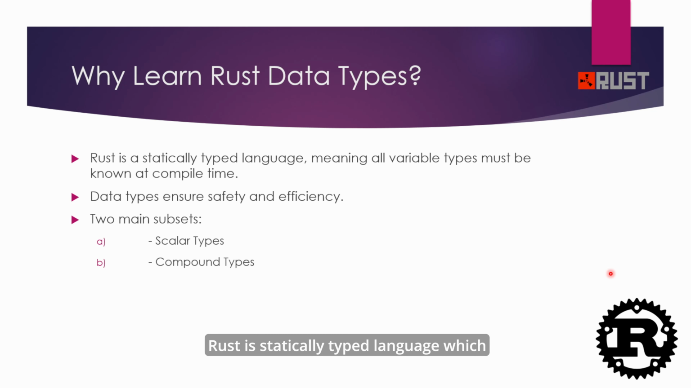Rust is a statically typed language, which means the type of every variable is known at compile time. This might sound somewhat restrictive, but it is a huge advantage. It ensures your code is error-free and optimized before it even runs. Rust divides its data types into two types: scalar types and compound types. Scalar types are single values, and compound types group multiple values together. By the end of this video, you will understand both, and in upcoming videos, we will practice them one by one.